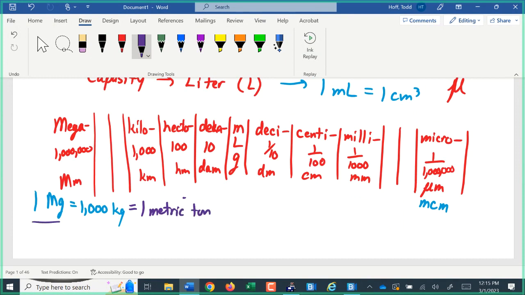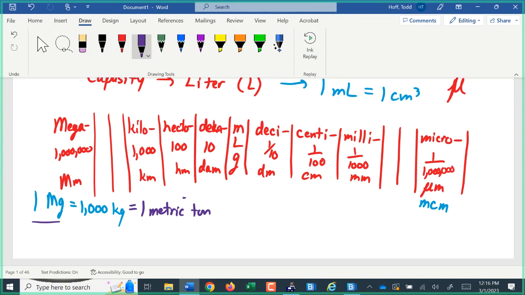So 1 megagram, which is 1,000 kilograms, was 1 metric ton. When you hear about world trade on the news, if you ever listen to the Farm Report or anything like that, where they talk about wheat now trading for so much a ton, they're talking about metric tons.